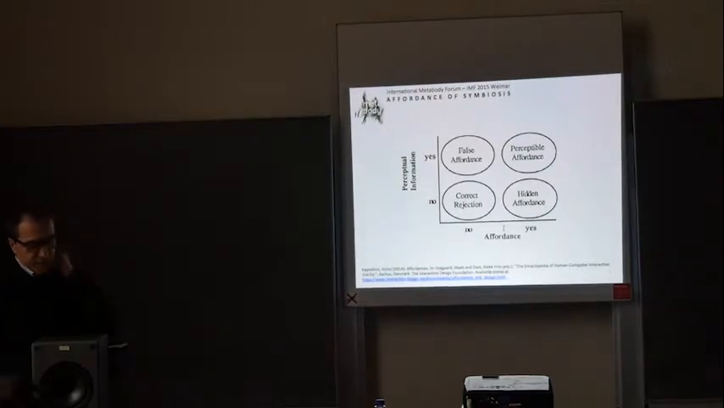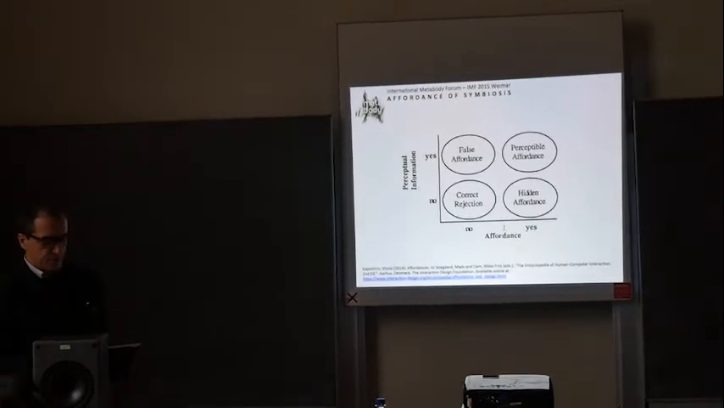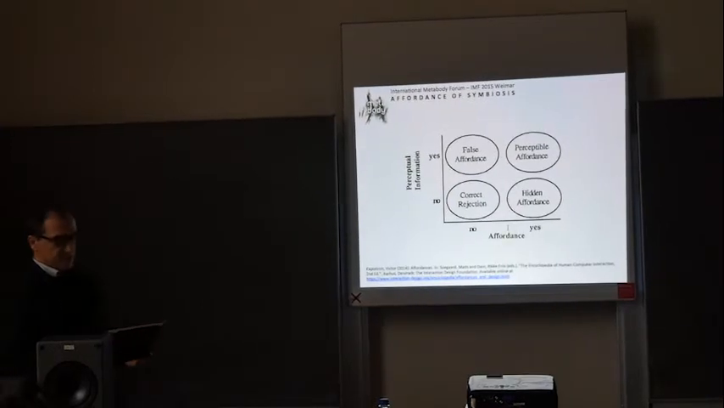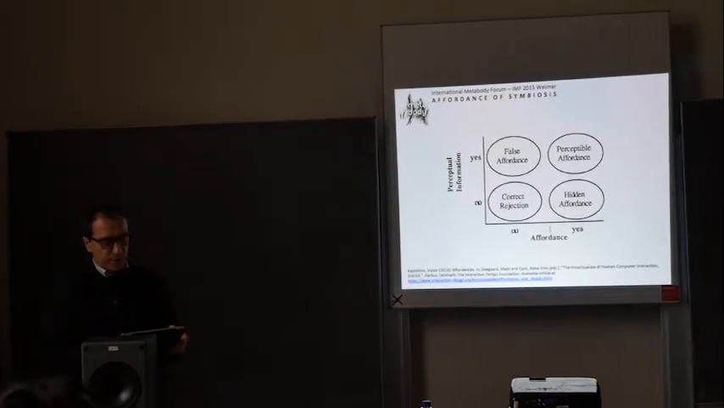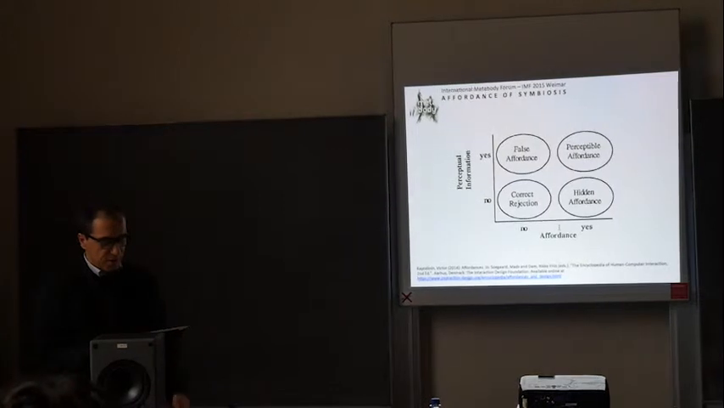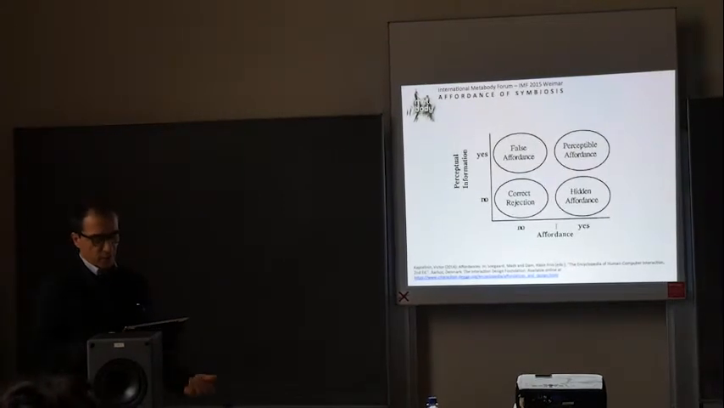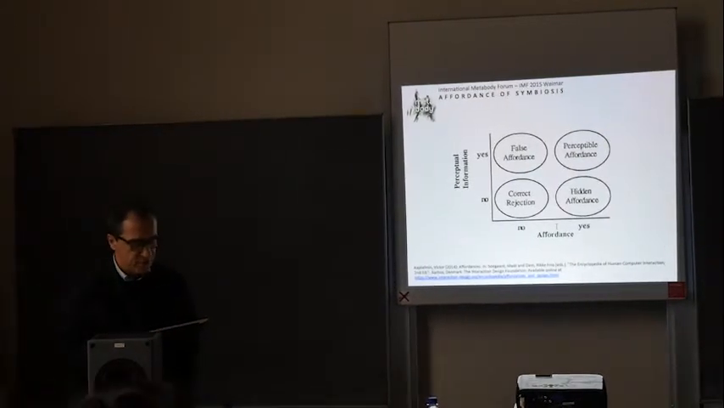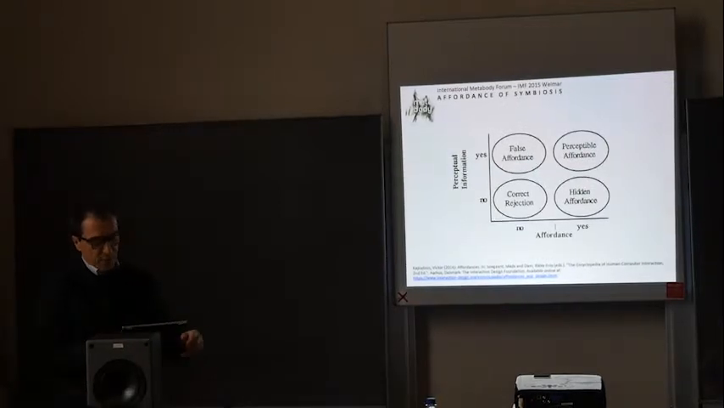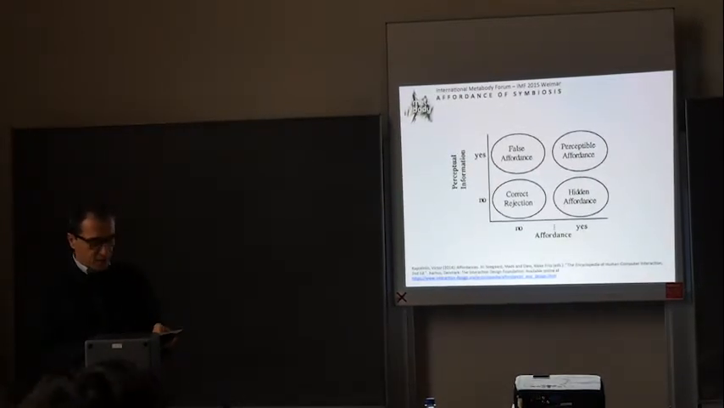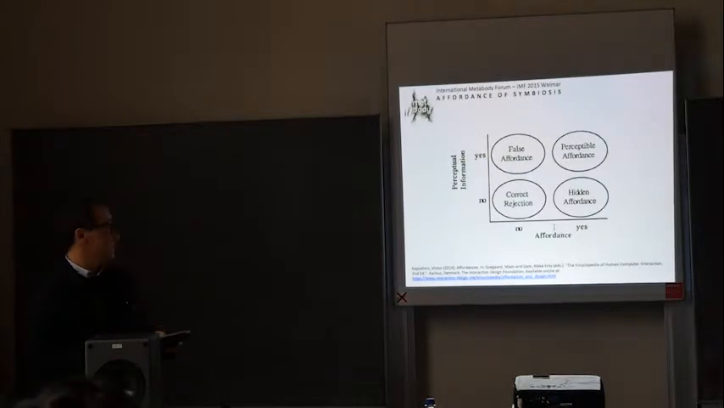Gabor systematically analyzes the relationship between affordances and perceptual information about affordances. He identifies four possible combinations of the presence or absence of affordances on the one hand, and the presence of information about affordances on the other hand: perceptual affordances, false affordances, hidden affordances, and correct affordances.